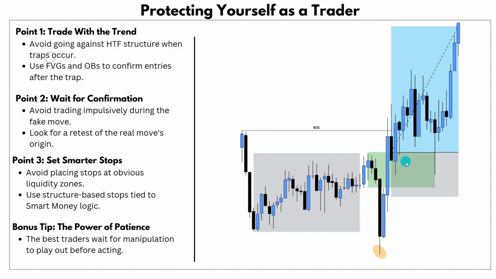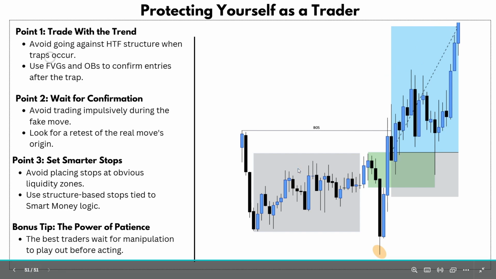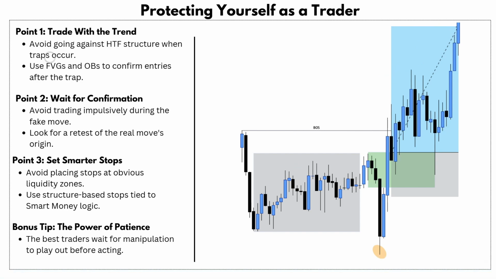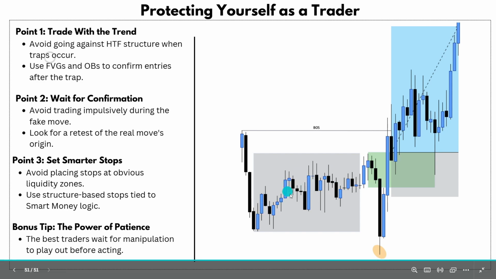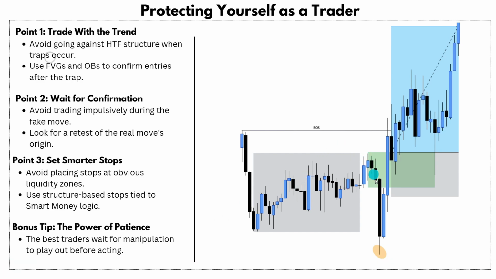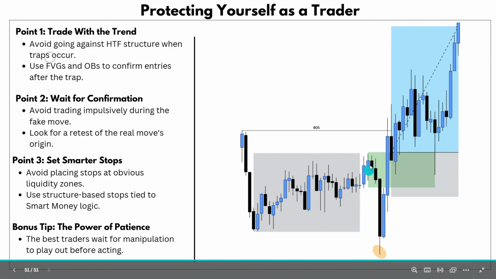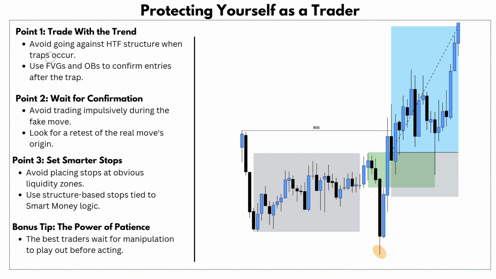So when price comes back and mitigates this breaker block, price will just extend higher to clear old highs. And then the bonus tip is the power of patience. The best traders wait for manipulation to play out before acting. Just like I stated, we do not play inside of this consolidation zone. I have to wait first for price to clear this old low and then rally higher and give me a breaker structure. It's after this move right here that I can position myself nicely to find a good rally to extend higher.